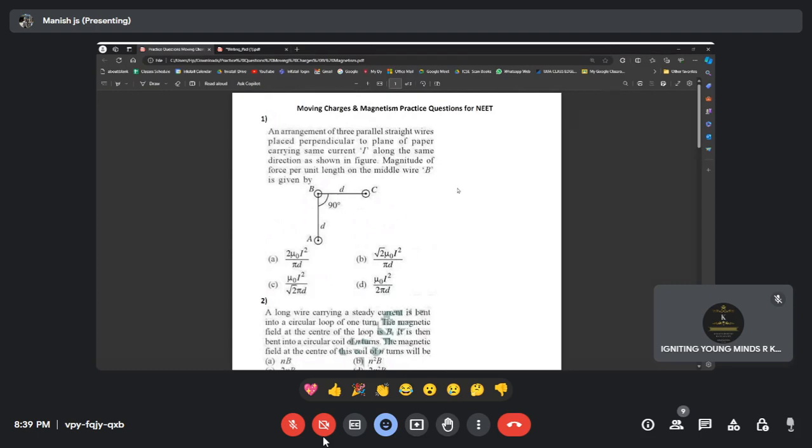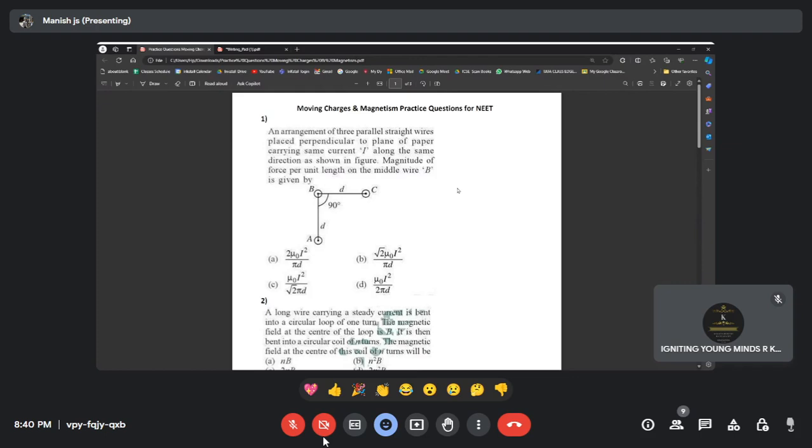You have an arrangement of three parallel, straight wires placed perpendicular to the plane of paper. You can see the configuration here, A, B, and C, already marked. Because it is a dot representation, it's perpendicular to the plane of paper, and you know the dot represents the magnetic field pointing outward, as per the analogy we have learned. Now, the question is: what is the magnitude of force per unit length on the wire in the middle? A, B, C is there.